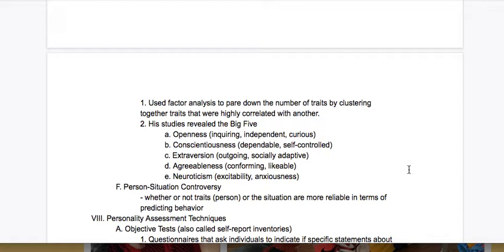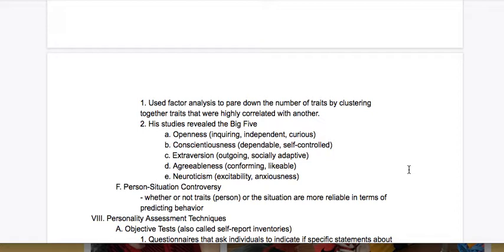Agreeableness, meaning do they conform with people? Are they likable, or do they go against the grain? Are they neurotic, meaning are they highly excitable, or are they super, super anxious? And as he studied these Big Five, he came up with how a person's personality traits deal with these five things, and then you could categorize the person within all of that.